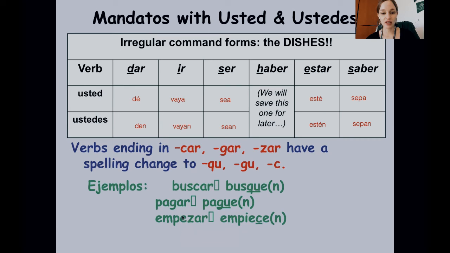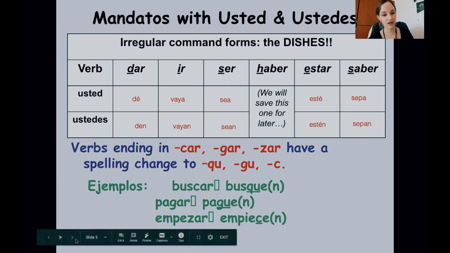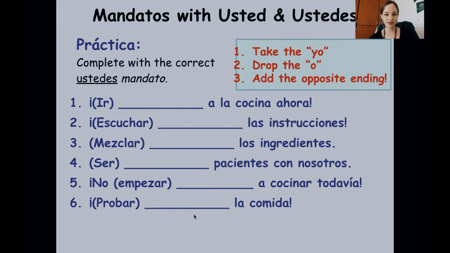Empezar, this one's a little funky because it has an E to IE stem change and then a zar spelling change. So the Z is going to change to C and the command becomes empiece. Now I put an N in parentheses here because you would just add an N on the end to make any of these command forms plural or to address ustedes. Okay, so let's do a little bit of practice here.